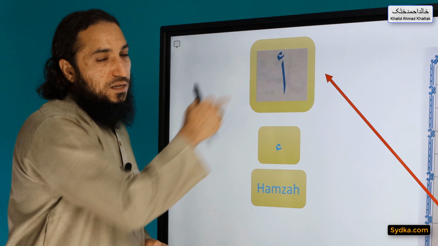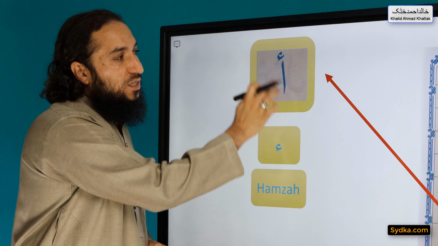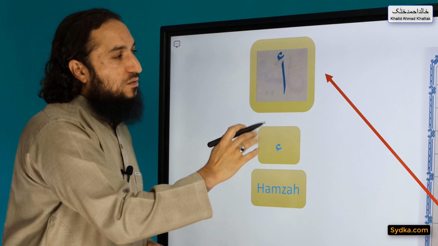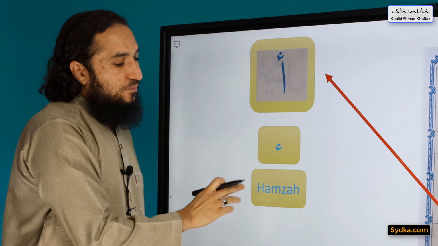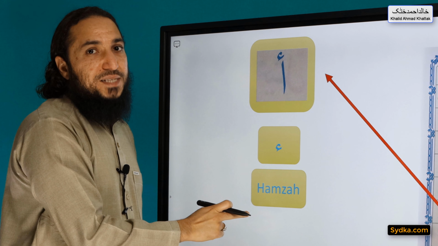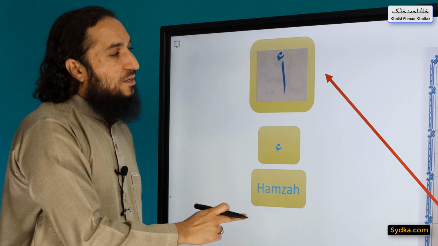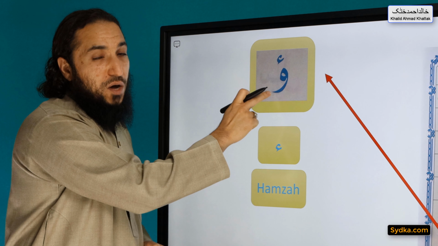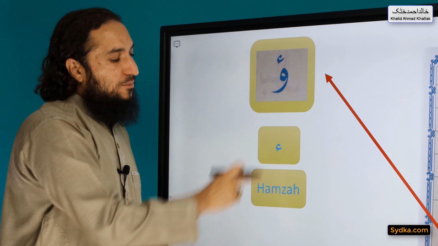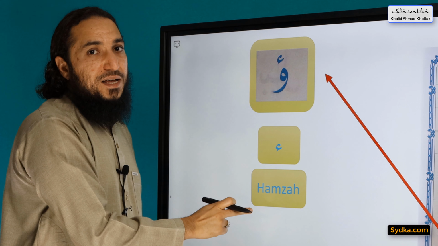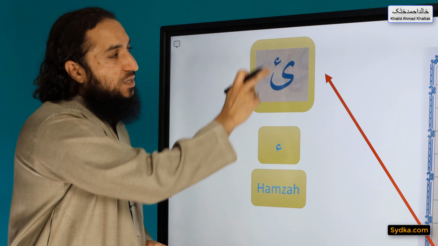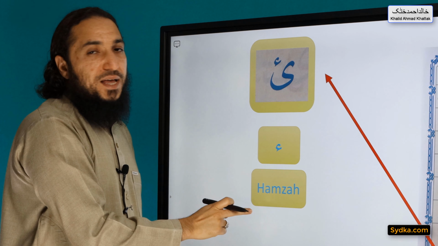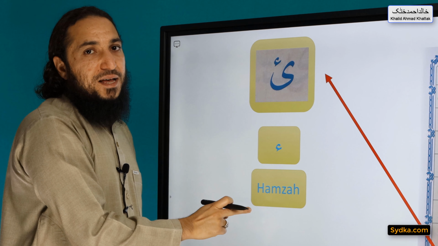So this is Hamza. It's one way of writing Hamza. This one is called a chair. It's an alif, but it has no use except as a chair. So Hamza sits on the chair. It's called Hamza. Here wow is used as a chair for Hamza. Here ya is used as a chair for Hamza.